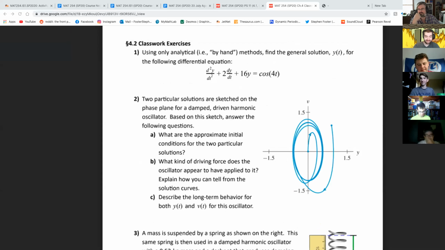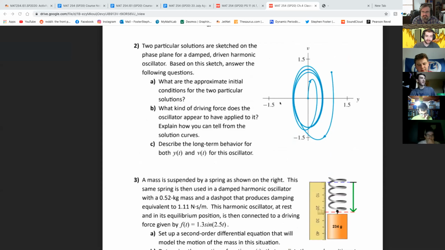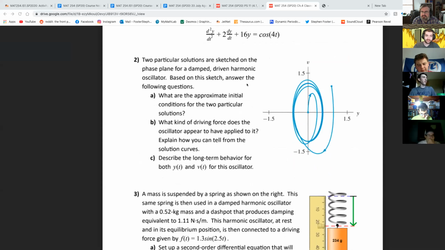Yeah, exactly. All right, so here we have number 2. It's fun, it's nice, we can absorb it, look at it. So basically what we're given is this really nice graph, and we're asked a couple of questions about it, 3 to be exact. The first one being, what are the approximate initial conditions for the 2 particular solutions?